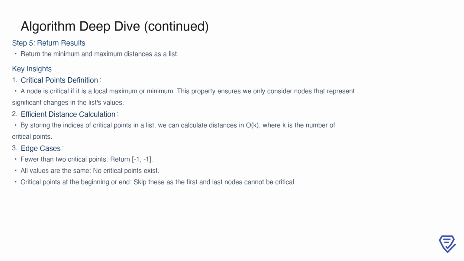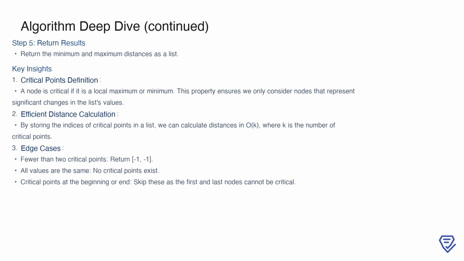First, the definition of critical points ensures that we focus only on nodes representing significant changes in the values of the list. This makes our solution both precise and efficient. Second, storing the indices of critical points in a list allows us to calculate distances in O(k) time, where k is the number of critical points, a significant benefit in terms of performance. Finally, we account for edge cases such as having fewer than 2 critical points, which leads to a default output of -1, -1. Similarly, if all values in the list are the same, no critical points will exist.